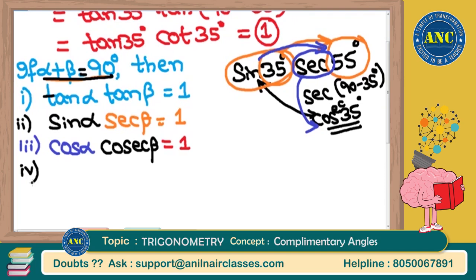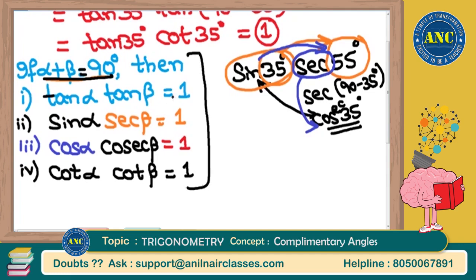Similarly, the last conclusion which we can make is cot alpha into cot beta, the product will always be equal to 1. This is exactly what we studied till now by taking multiple examples: tan 1, tan 2, tan 3, tan 4, up to tan 88, tan 89. The product is 1. That is what we found out till now. Whenever the sum of two angles is 90 degrees, I can use these four conclusions which I just wrote.